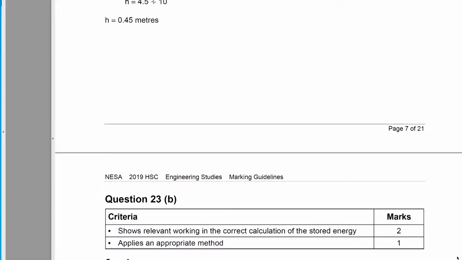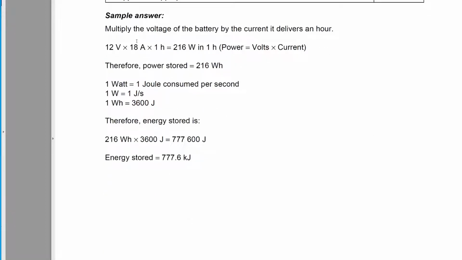Okay, so in this question we have 12 volts with 18 amp hours. We're going to use 1 watt hour equals 3,600 joules. They helped us out there. In the answers, they explain that 1 watt equals 1 joule per second. So in an hour, there are 3,600 seconds, so 1 watt hour equals 3,600 joules.